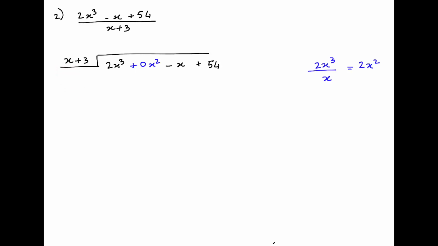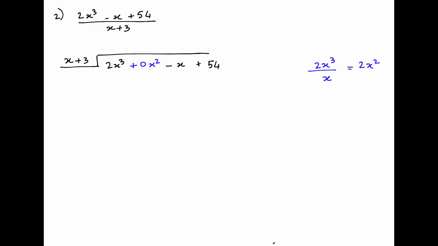You have 2x cube minus x plus 54 over x plus 3. You see that this is x to the power of 3 and this is x to the power of 1. Whenever you have a missing power of x, this is how you will write it. In place of that power, you will put 0. So you have 2x cube, x square was missing, so I wrote it as 0x square, minus x plus 54. Take the first term 2x cube and divide it by x, which is here. You will get 2x square.